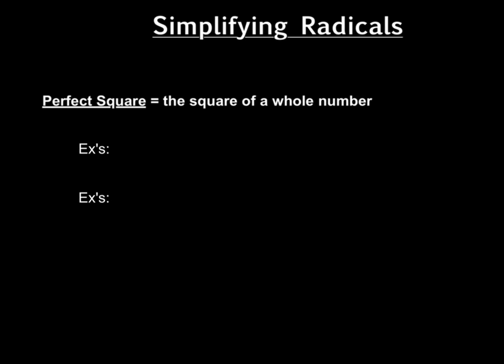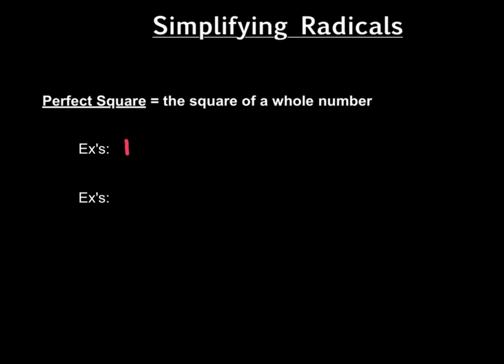Okay, so here we're going to talk about simplifying radicals. Now, before we can talk about that, let's just talk about what a perfect square is. So, I mean, you could read it right here. A perfect square is the square of a whole number. So if I take 1 and square it, 1 squared is 1.